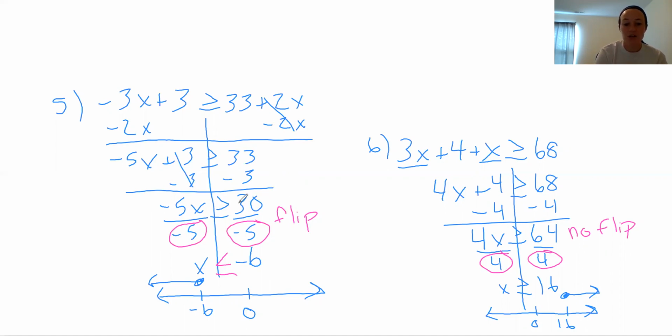5, taking a look, we ended up dividing by a negative number, so we had to flip our sign. X is less than or equal to -6. Do you have this answer? Does your inequality graph match mine? Example 6, we did not have to divide by a negative number, so there is no flip. Do you have x is greater than or equal to 16? Does your inequality graph match mine?